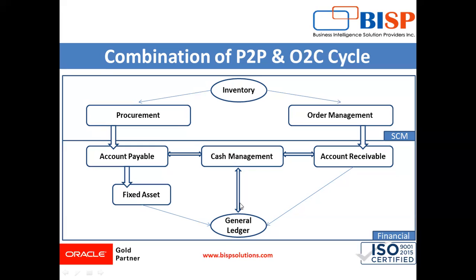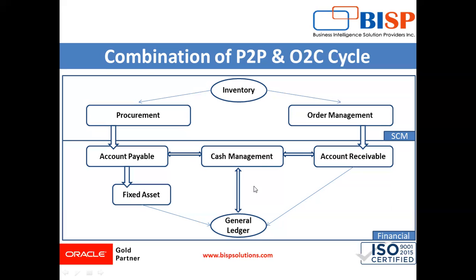Okay. Here in both the P2P and O2C cycles, inventory is the common application. When we deal with the P2P cycle, communication starts with inventory. When we deal with the O2C cycle, here also communication starts with the inventory application. Here the cash management application is also common in the P2P and O2C cycles. All the payment related activities are performed from AP to cash management, and all the receipt related information or data will flow from the accounts receivable application to the cash management application. And at the end, the general ledger will receive the data from all the applications. Here we perform all the financial reports.